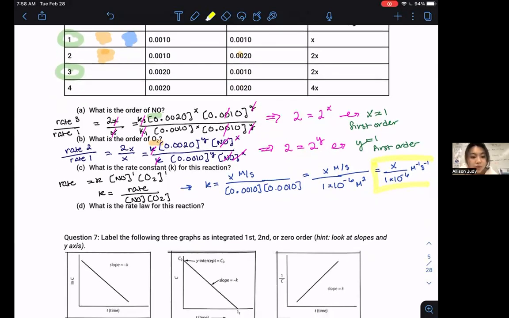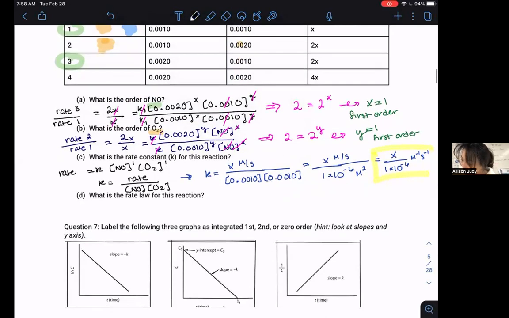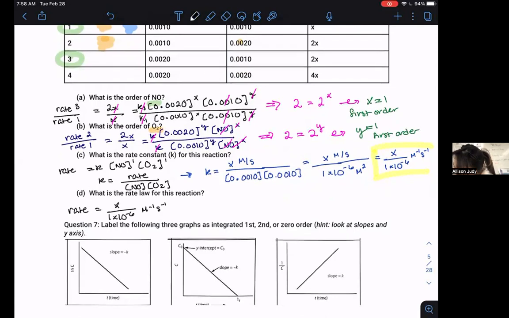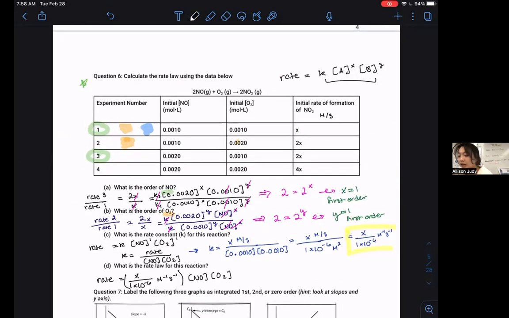So what then is the rate law for this reaction? Well, now we go in and plug our known value for K into it, and we say that the rate law is equal to, what did we discover K to be? X over 1 times 10 to the negative 6, molarities to the negative 1, seconds to the negative 1. That's all K, times NO concentration raised to the power of 1 and O2 concentration raised to the power of 1. And there you have it. So that's the breakdown of how we would use experimental data to determine the rate law, given initial concentration and initial rate of formation.